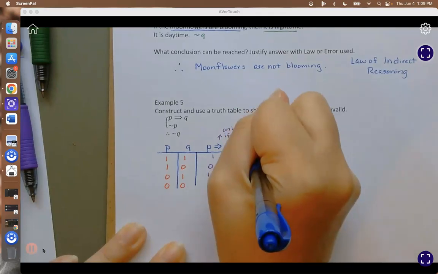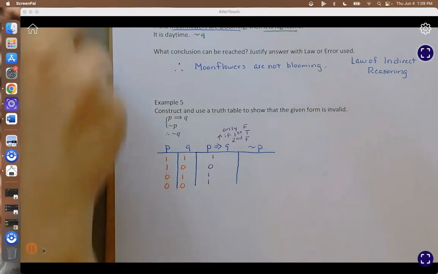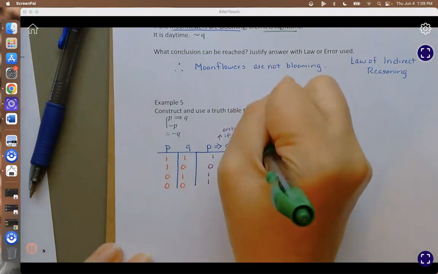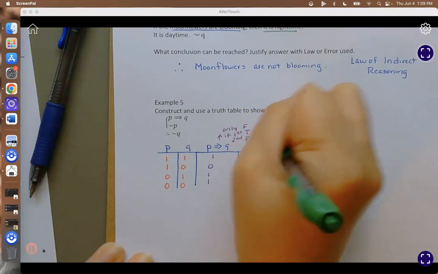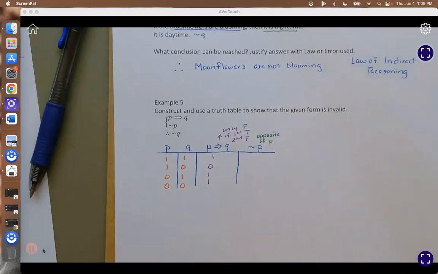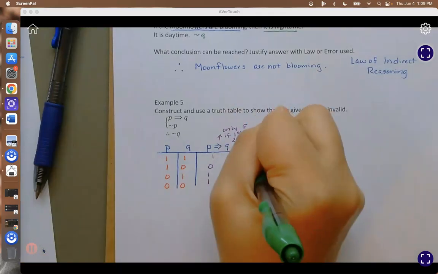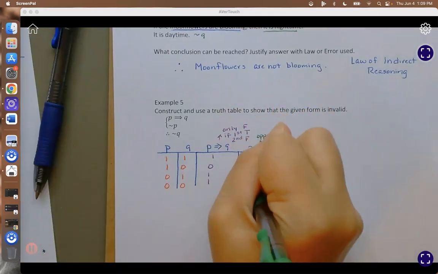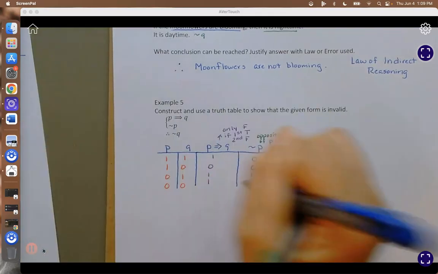which is not P. Okay, so not P would be, remember, the opposite of P. Okay, so the opposite of P would be 0, 0, 1, 1. Make that line a little bit longer.